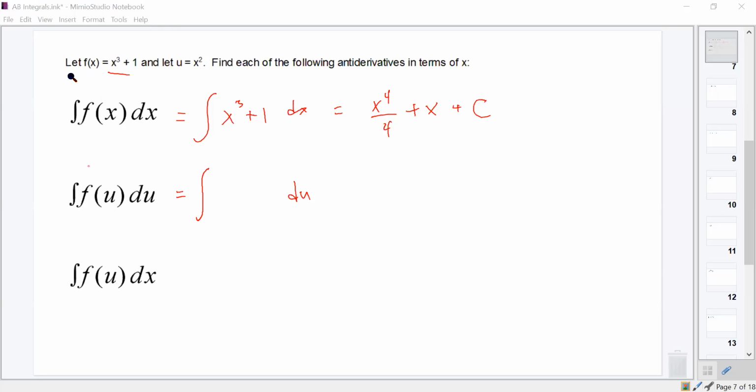All right, u cubed plus 1. Right, that's what f of u is. So what's the integral of u cubed plus 1? It ought to just be u to the 4th over 4 plus u, plus our constant.